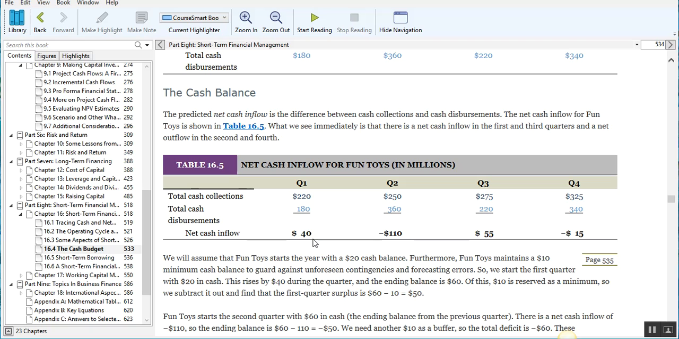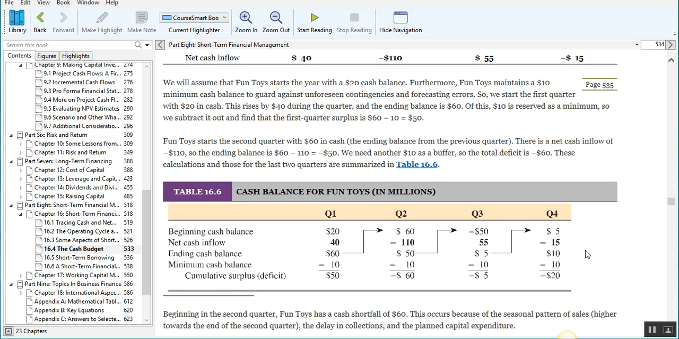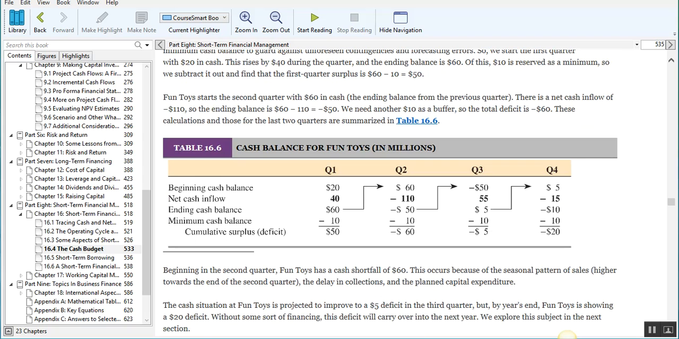In this case, it's a positive cash flow in quarter 1. Quarter 2, it's negative. Quarter 3, it's positive. In quarter 4, it's negative again, although considerably less than the negative in quarter 2. And by the way, these figures are in millions, so this is going to be a very big impact on the business. But again, you're going to take the beginning cash balance that you have, and you're going to add the cash inflows, and you get an ending cash balance, and you're going to have a minimum cash balance that you want to keep on hand in the business.